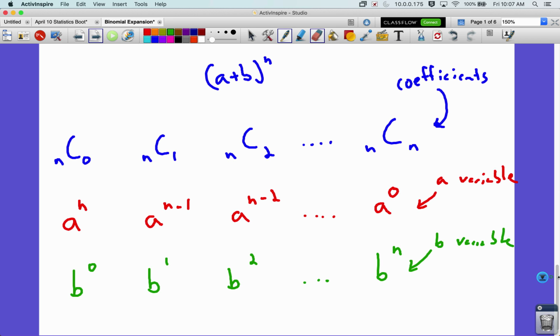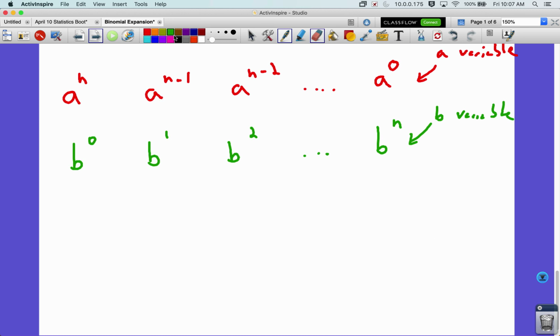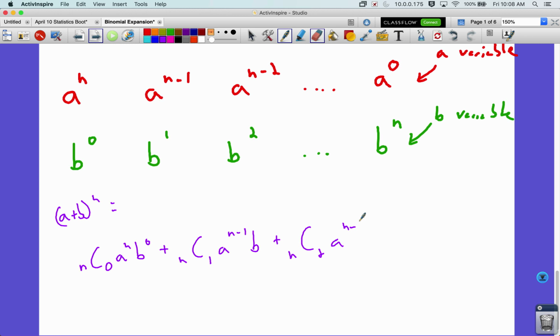Okay, so if we put it all together into one line, a plus b to the n equals nC0 a to the n b to the 0th, plus nC1 a to the n minus 1 b, plus nC2 a to the n minus 2 b squared, plus dot dot dot, plus nCn a to the 0th b to the n. Okay, yes, I know that is a big mess right there.